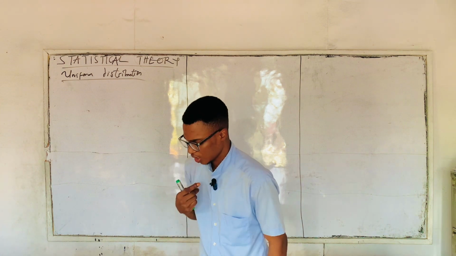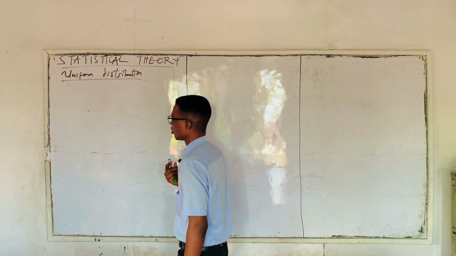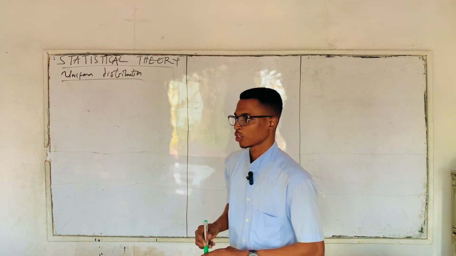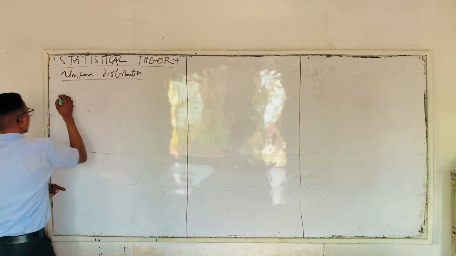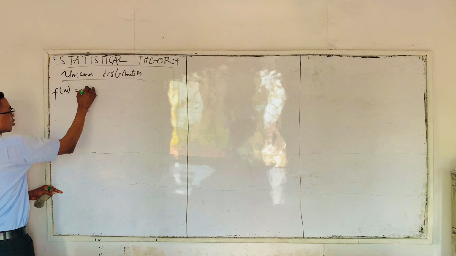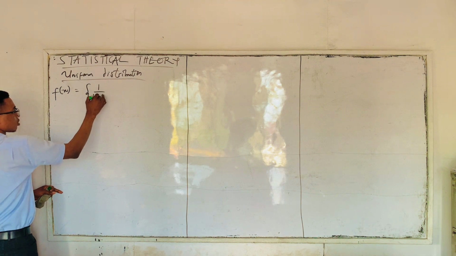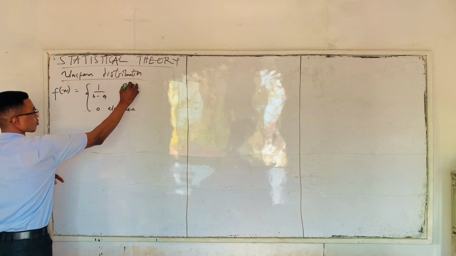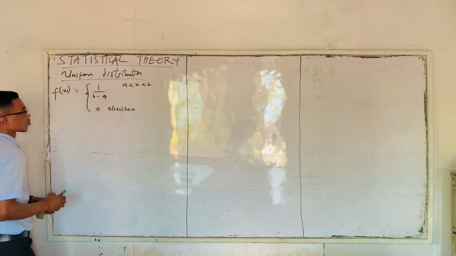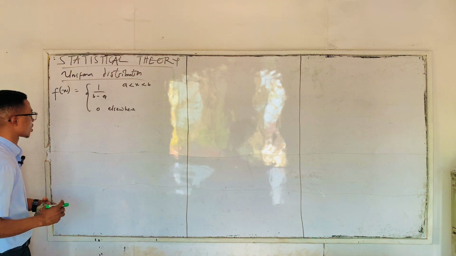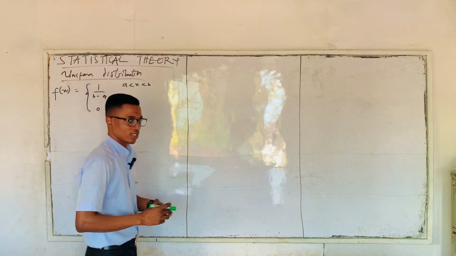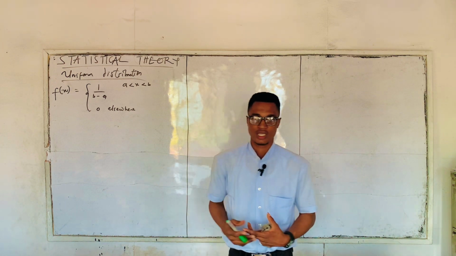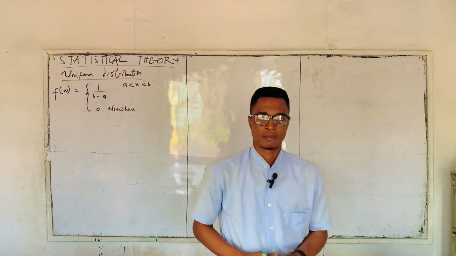So, a continuous random variable is said to be uniformly distributed if its probability density function can be expressed as one over b minus a, where a is the minimum and b is the maximum. And of course, we have 0 elsewhere. So we shall be proving the mean and variance of this distribution.